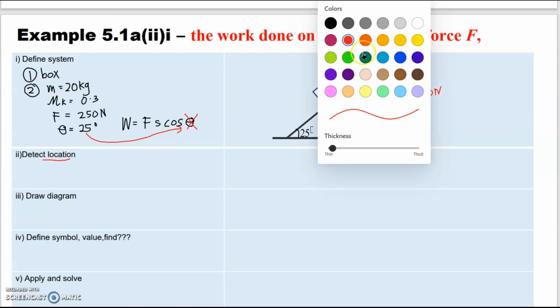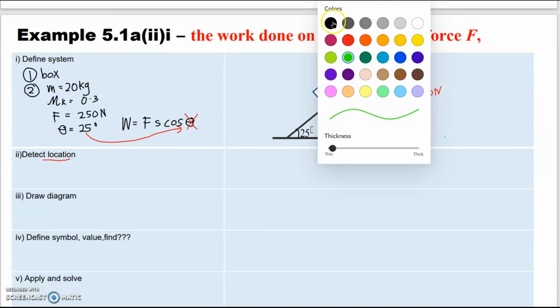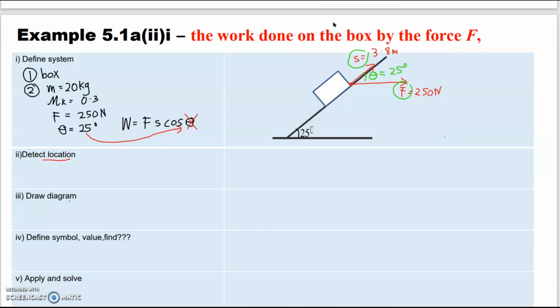So now we can detect the angle. That's why it's very important for us to draw the diagram. So the angle between the F and S is here. Theta is equal to 25 degree, regarding what we call sudut selang-seli, alternate angles. Okay, we have drawn the diagram.